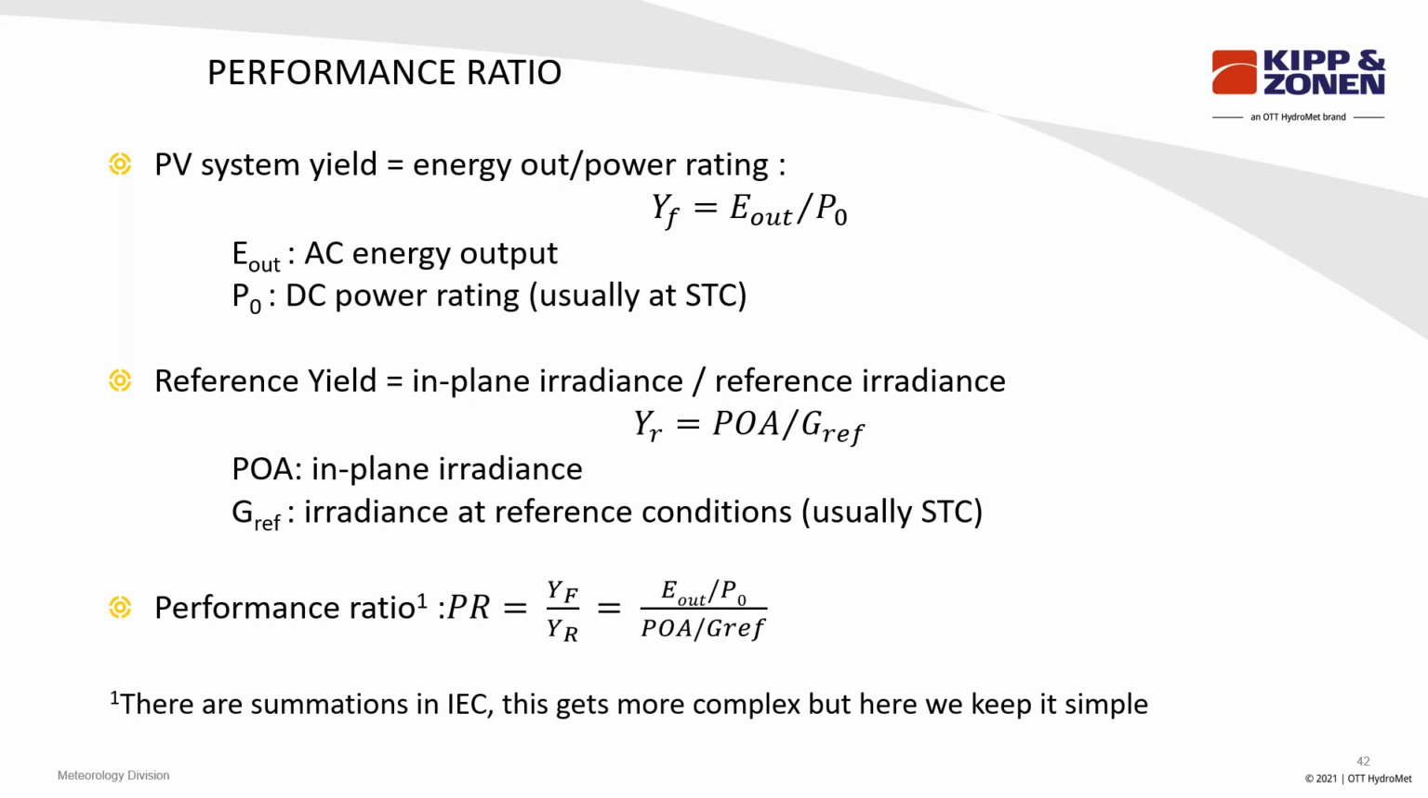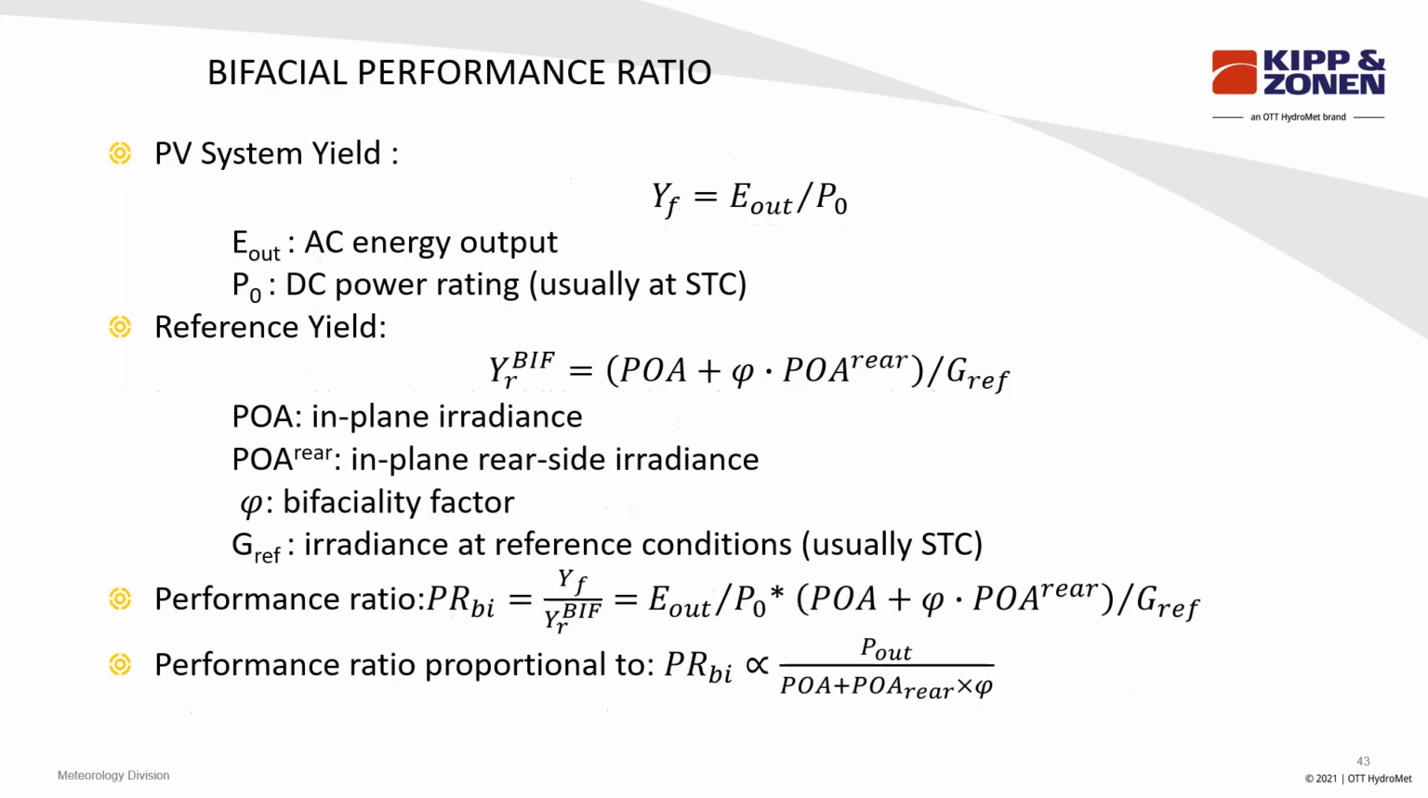Now, what happens for bifacial plants? It's roughly the same. Again, you calculate the PV system yield, which is the same as for a monofacial plant. And you also calculate a reference yield, where the difference is that instead of only using plane of array, now you use an effective irradiance, which is the plane of array plus the bifaciality factor, a module parameter, times the plane of array rear. So the change is that instead of only plane of array, we have plane of array plus the plane of array rear times the bifaciality factor.